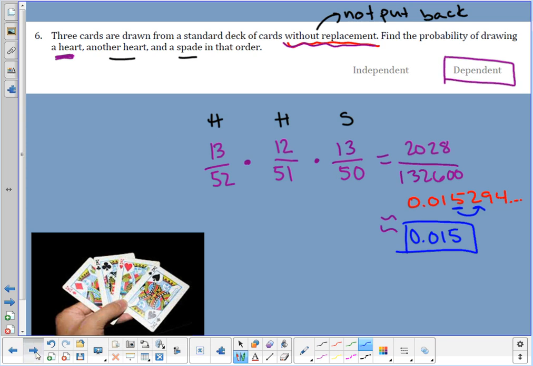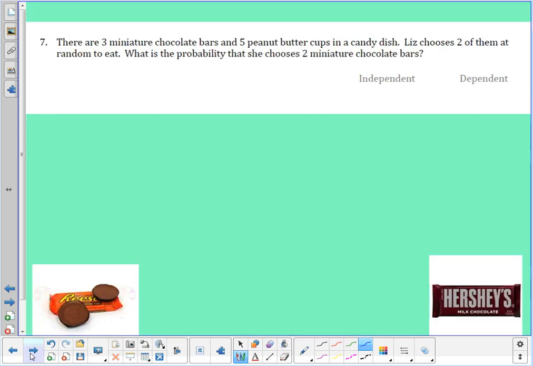Take a look at number 7. In number 7, there are 3 miniature chocolate bars and 5 peanut butter cups in a candy dish. Liz chooses 2 of them at random to eat. What's the probability that she chooses 2 miniature chocolate bars? Okay, so look at what you're asked to find. What is the probability that she chooses 2 miniature chocolate bars? Okay, so if she's choosing 2 miniature chocolate bars, we want a miniature chocolate bar and another miniature chocolate bar.